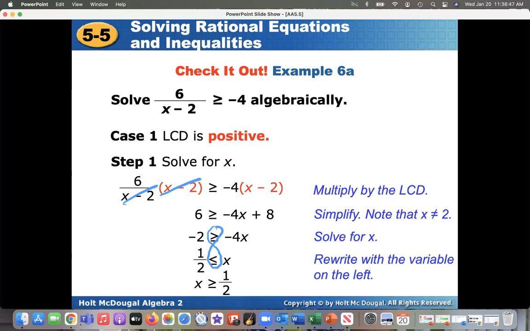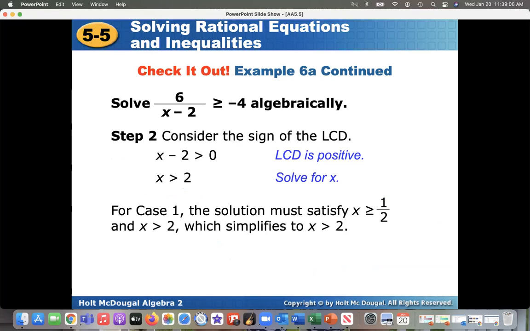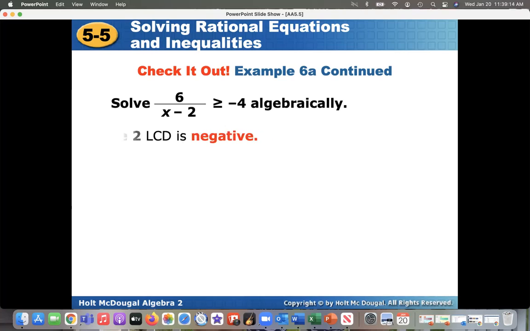Okay, now the key component there is that we said the LCD is positive, so we didn't change our symbol right away. Okay, now the second case is going to be, what if the LCD is negative? All right. Now, what if the LCD is negative?